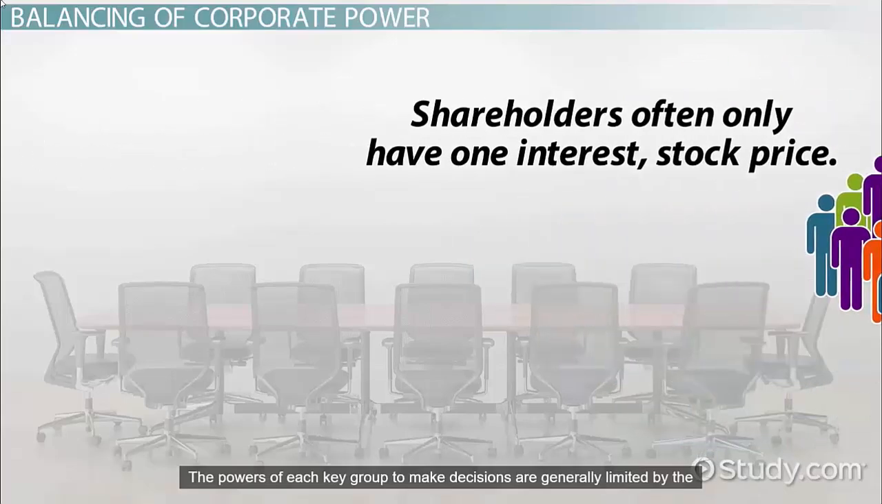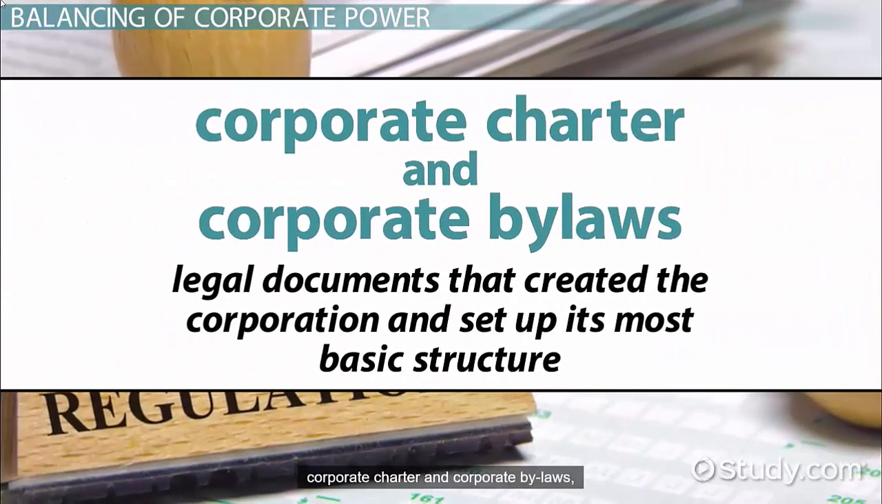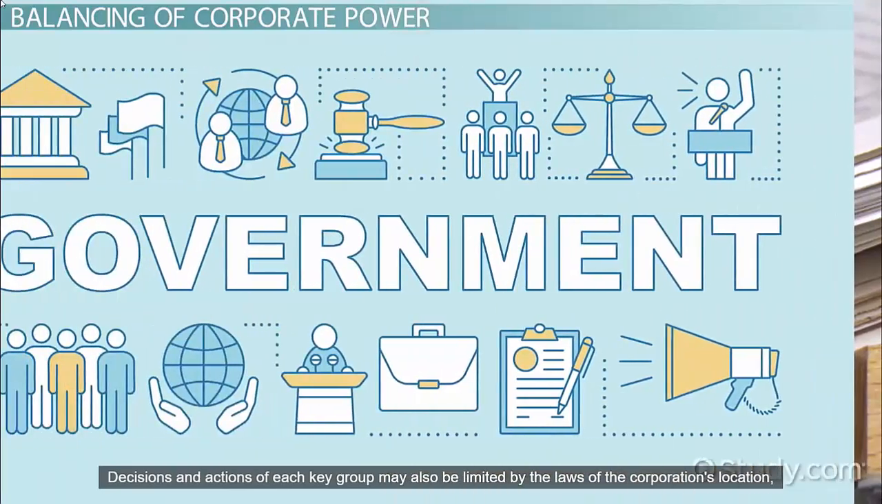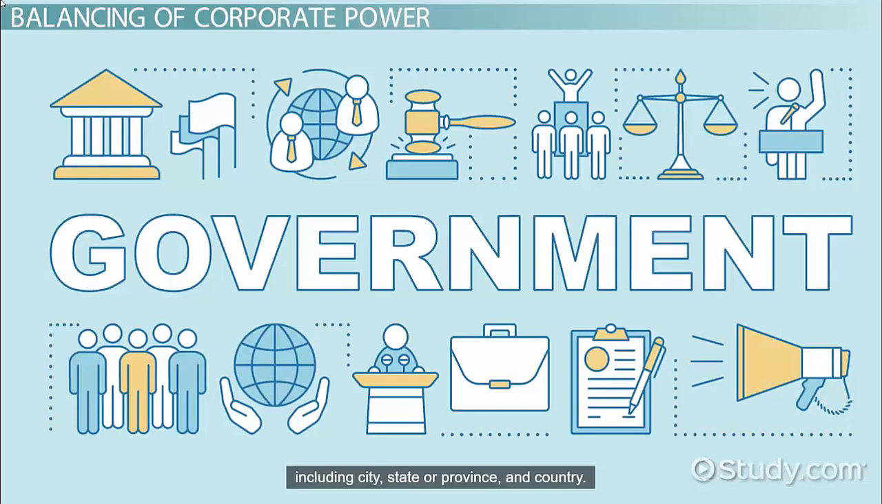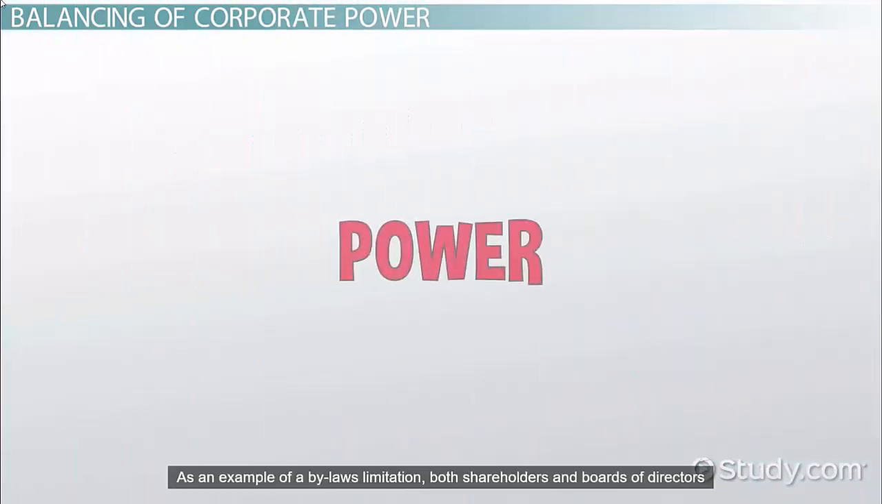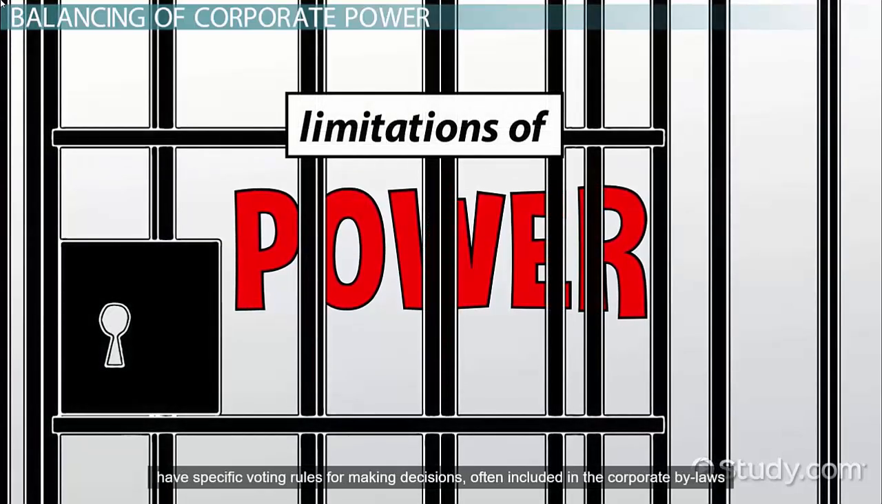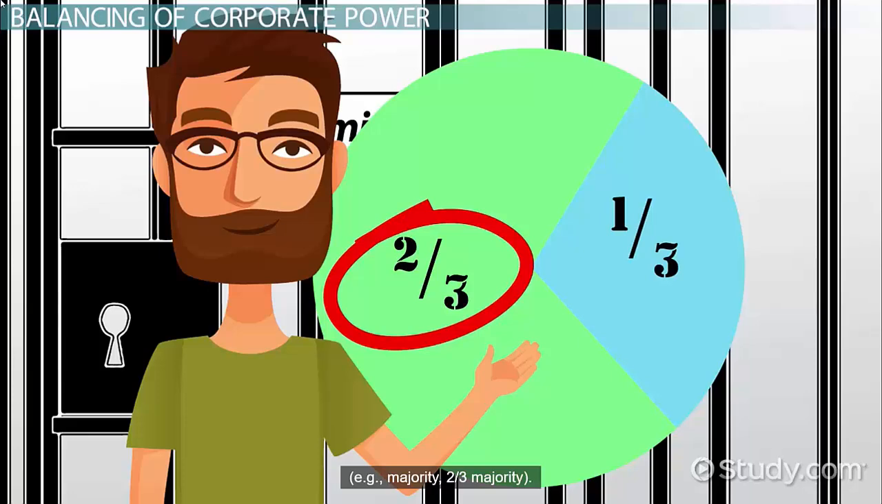The powers of each key group to make decisions are generally limited by the corporate charter and corporate bylaws, which are the legal documents that created the corporation and set up its most basic structure. Decisions and actions of each key group may also be limited by the laws of the corporation's location, including city, state or province, and country. As an example of a bylaw's limitation, both shareholders and boards of directors have specific voting rules for making decisions, often included in the corporate bylaws, e.g., majority, 2/3 majority.